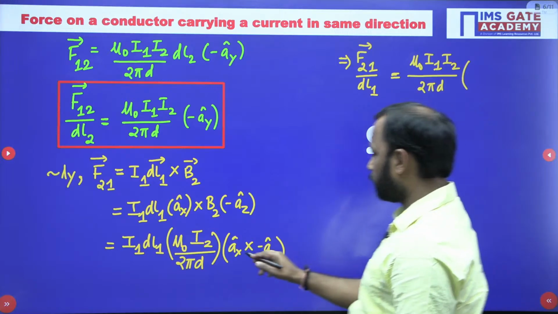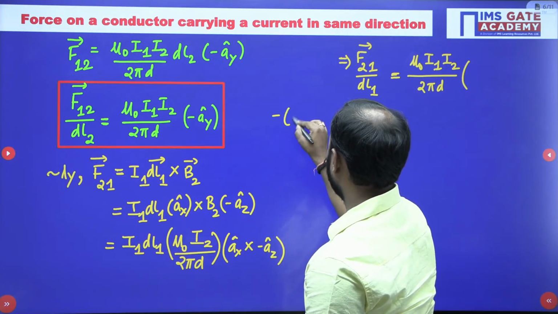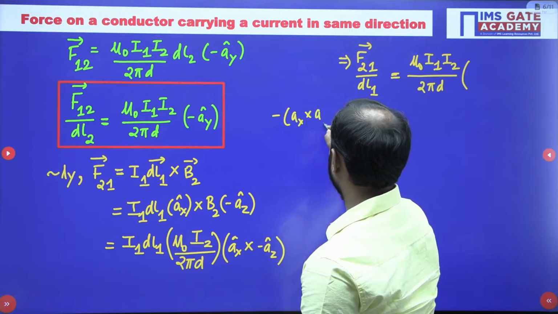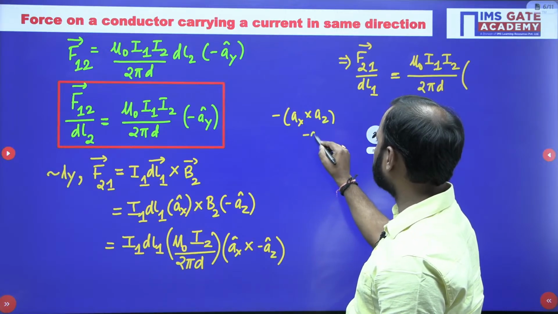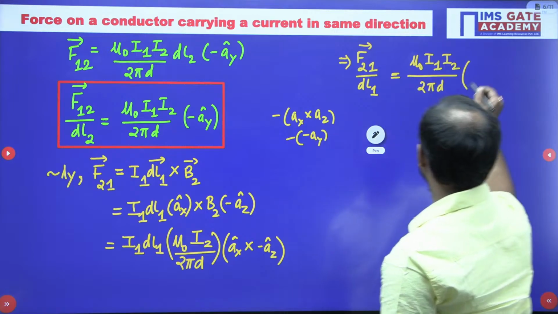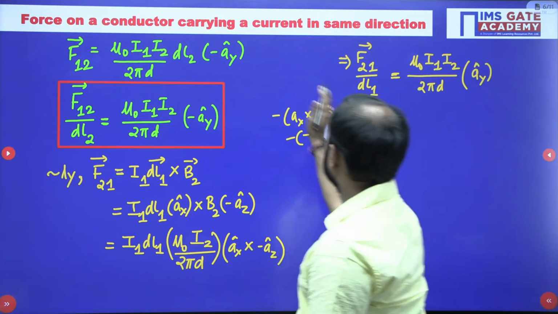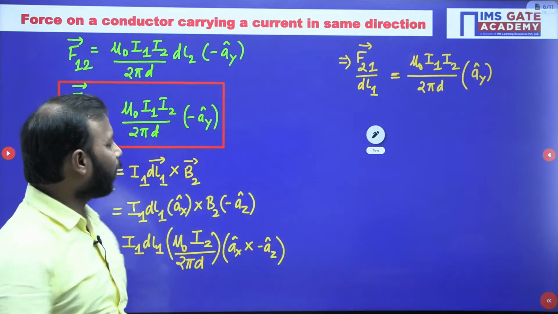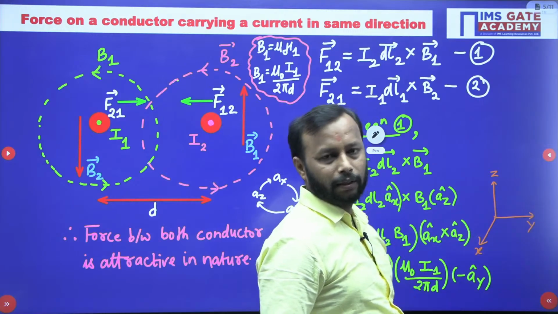And what is the direction? See, AX cross minus AZ. I can write like this, AX into AZ. This and this both are same. So AX cross AZ is what? Minus AY, and you are having one more negative sign, so it makes plus AY. So plus AY direction. Okay? So what is the direction of AY? This side, towards right hand side.